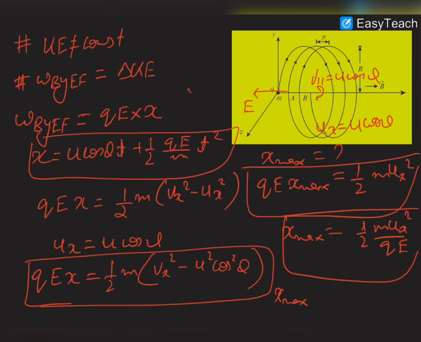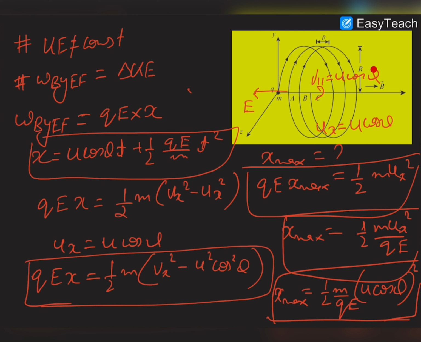So what we can substitute is that x max is equal to half m by qE into ux squared, where ux is u cos theta initially. So this is the value of x max. This is the maximum x coordinate to which this particle will reach, and thereafter it would turn back and move in the reverse direction in the helical path.